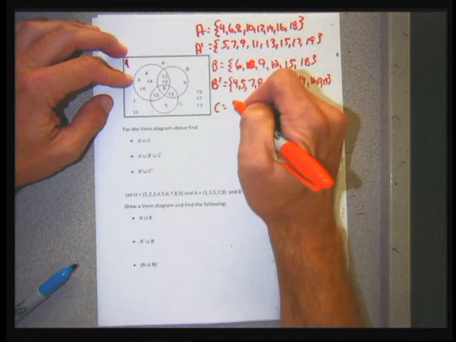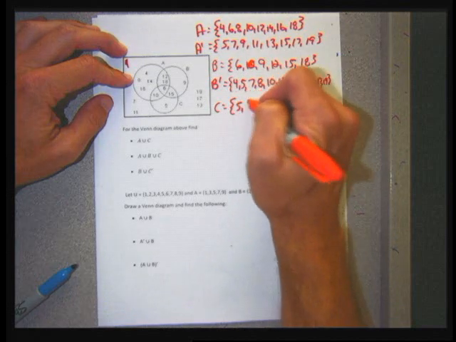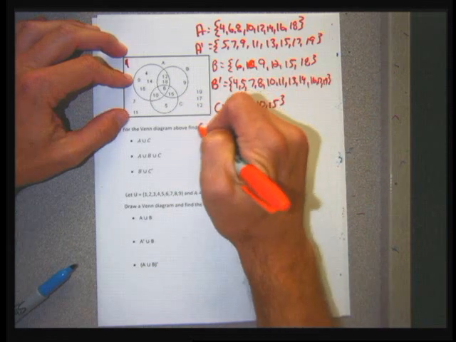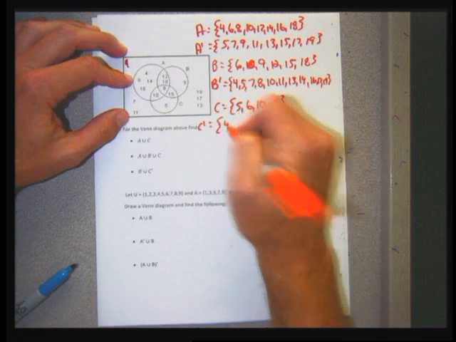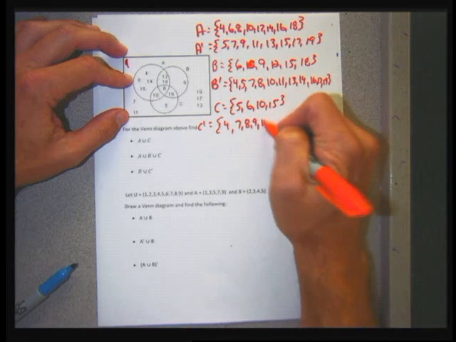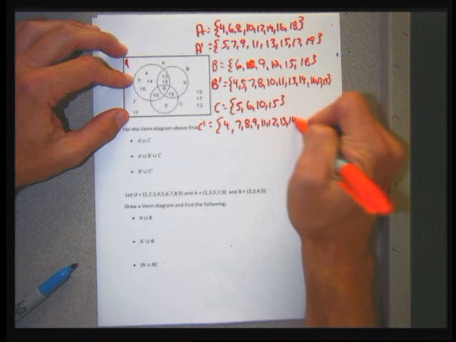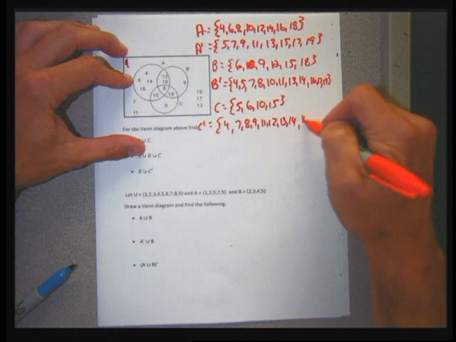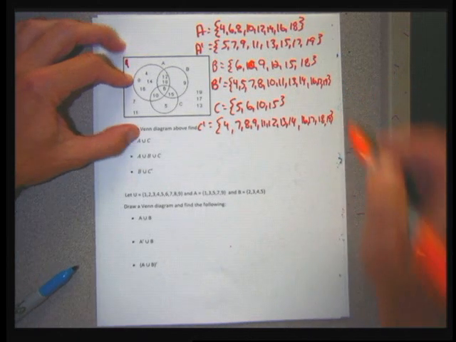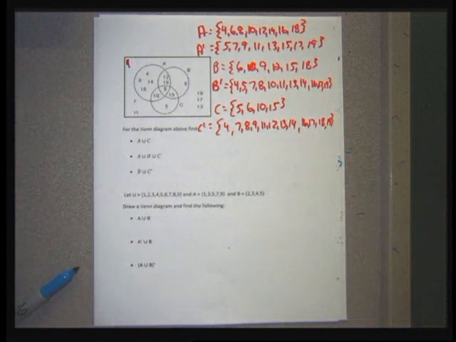C was a short set that had 5, 6, 10, and 15, and C prime's going to be long then. C prime's going to have 4, not 5 and 6. It'll have 7, 8, and 9, not 10, 11, 12, 13, and 14, not 15, and 16, 17, 18, and 19. Now these are going to be a nuisance to do.